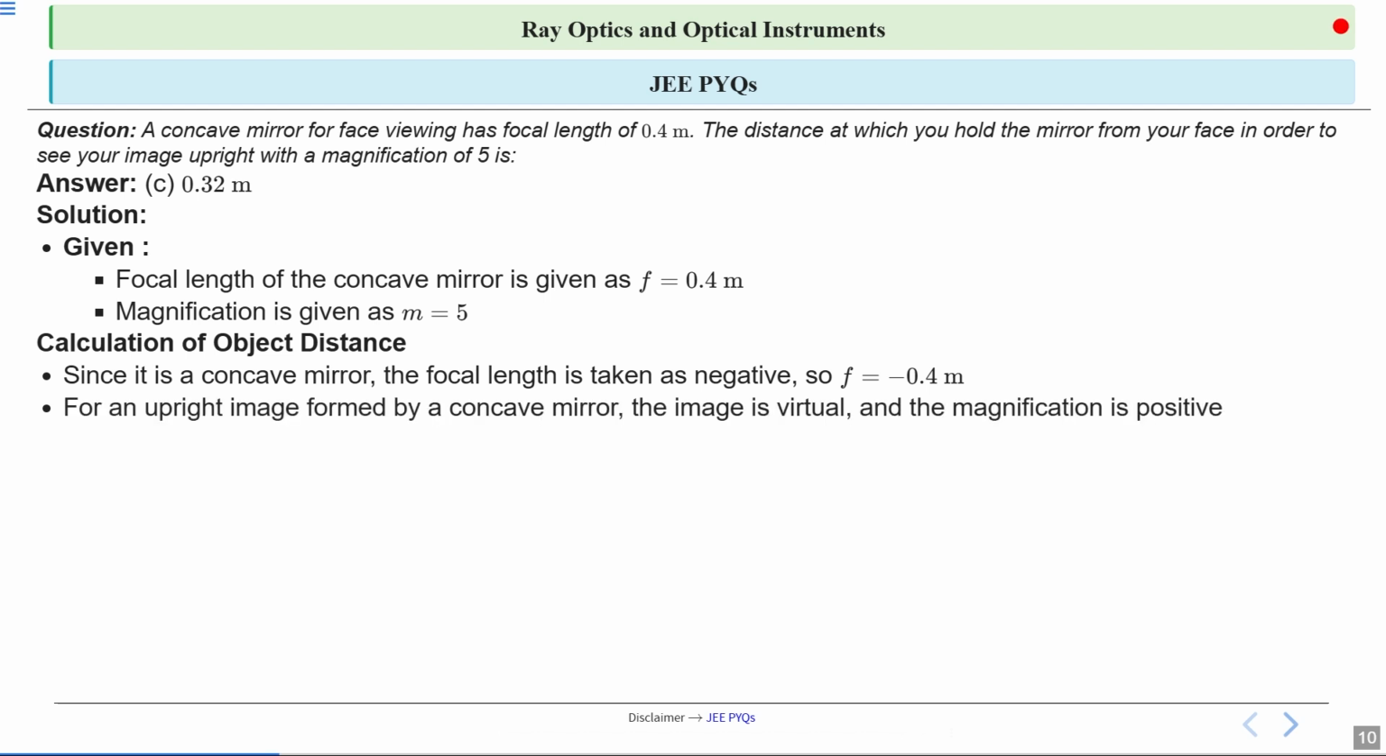Okay, for an upright image formed by the concave mirror, the image is virtual. A concave mirror always forms a real and inverted image, except in one case, when the object is placed between focus and pole. Then it will form an erect and virtual image. So for an upright image formed by the concave mirror, the image is virtual and the magnification is positive.